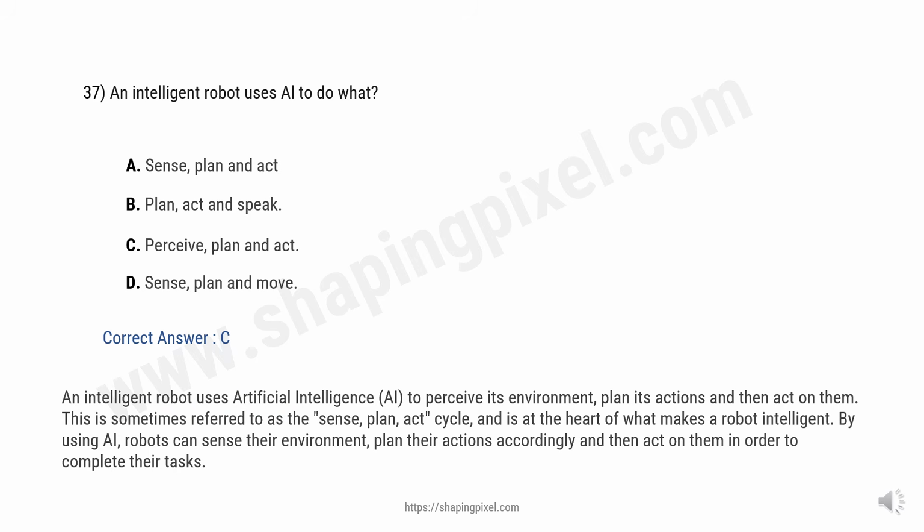An intelligent robot uses artificial intelligence to perceive its environment, plan its actions, and then act on them. This is sometimes referred to as the sense, plan, act cycle, and is at the heart of what makes a robot intelligent. By using AI, robots can sense their environment, plan their actions accordingly, and then act on them in order to complete their tasks.